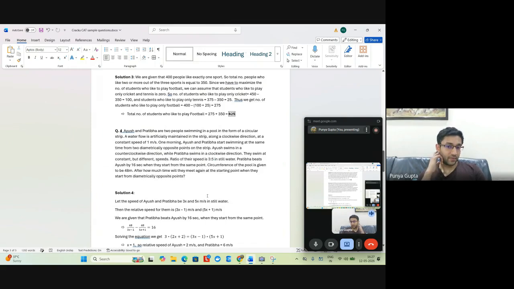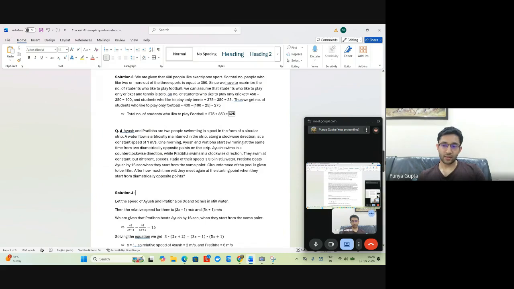So we are being given the ratio of speeds, and the difference in time taken by Pratibha and Ayush to complete one lap of the circumference starting from the same point. And now we are given the length of the pool. So first we need to find their speeds, their relative speeds in the swimming pool. And only then we can find after how much time they will meet again.